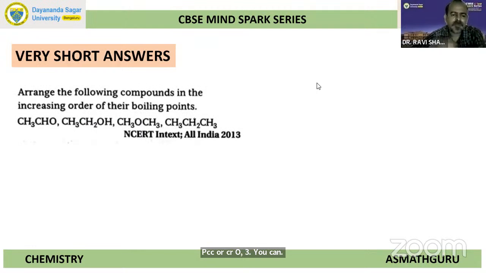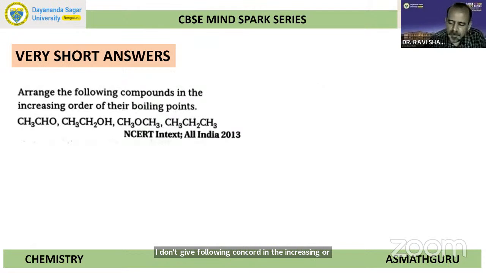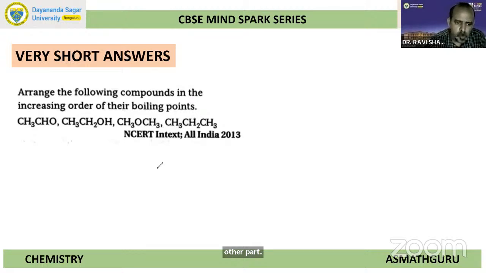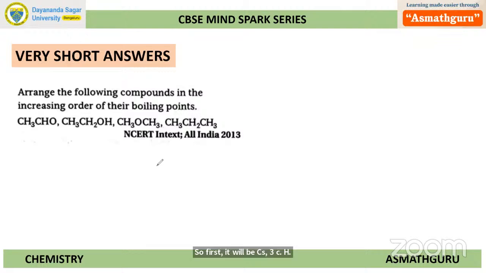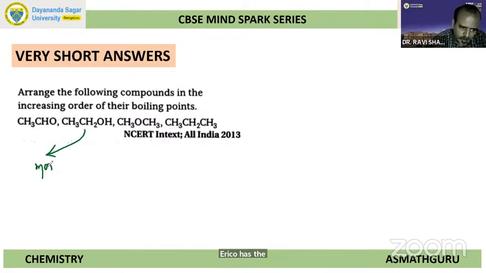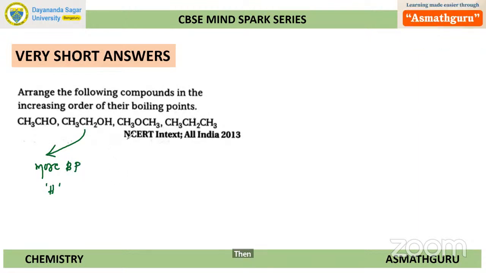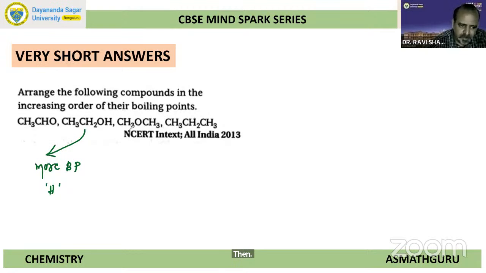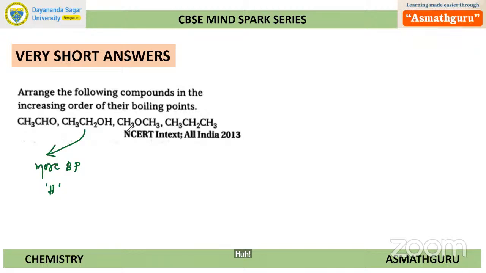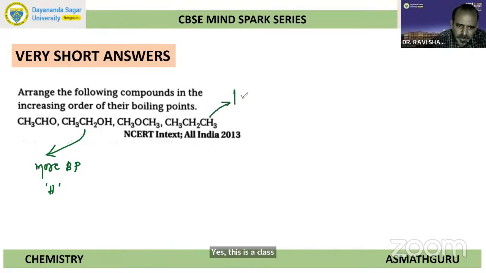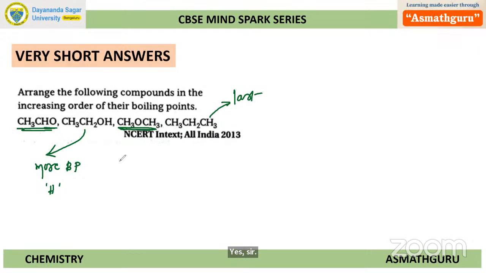Arrange the following compounds in the increasing order of their boiling point. Sir, first it will be CH3CH2OH. Why? Alcohol has the maximum, because they have hydrogen bonding. That's why they have more boiling point. So this is the first one. Then CH3CHO, then CH3CH2CH3. This hydrocarbon should come at last. Among aldehyde and ether, who has more boiling point? Sir, aldehyde. Aldehydes have more boiling point.